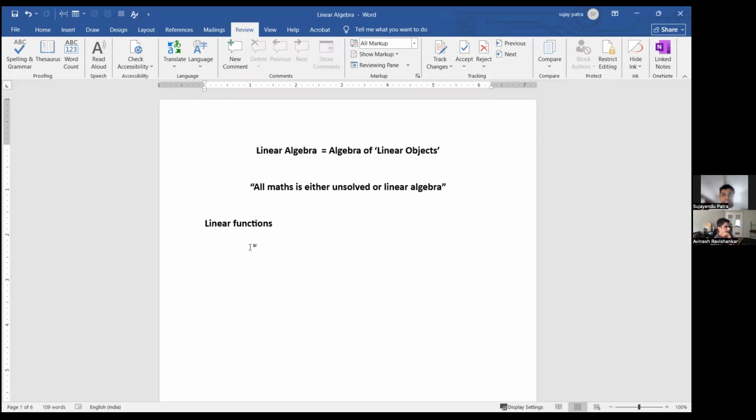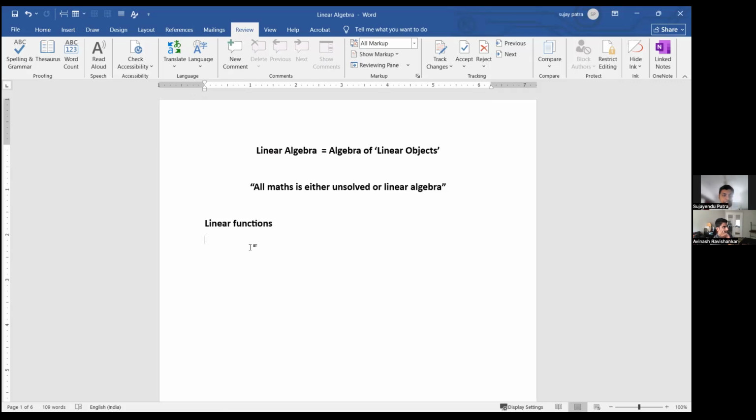There is a saying that in maths, everything is either solved or unsolved or linear algebra. So once you solve anything in maths, it becomes linear algebra. No matter what area of maths you are doing, we have to use linear algebra somewhere or other. There is nothing we can comfortably do in maths which is absolutely not like linear algebra. So let's start with very basic.